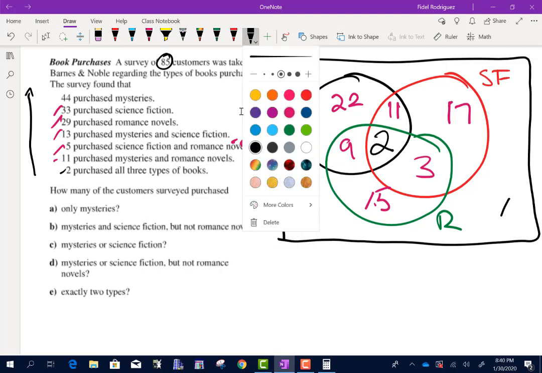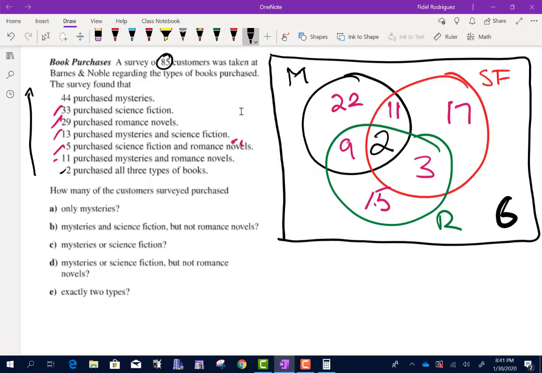Oh, why is it doing that again? There we go. Okay.